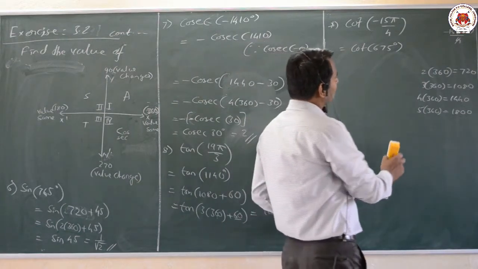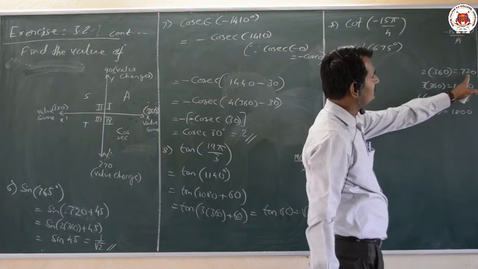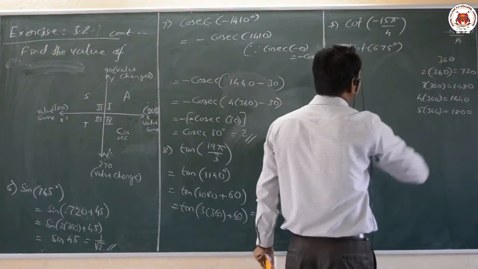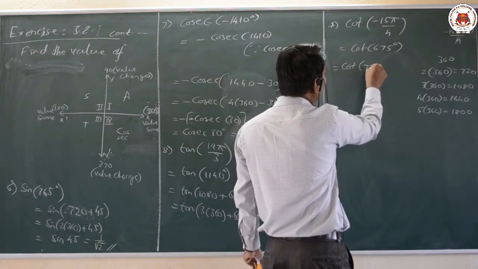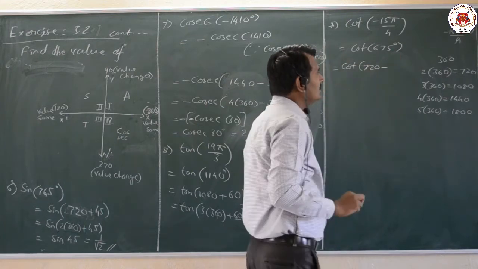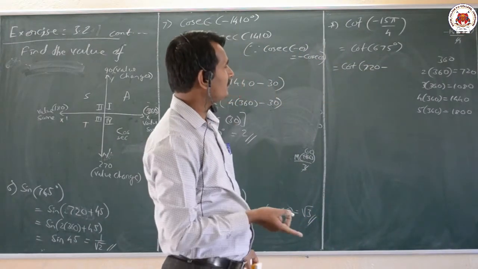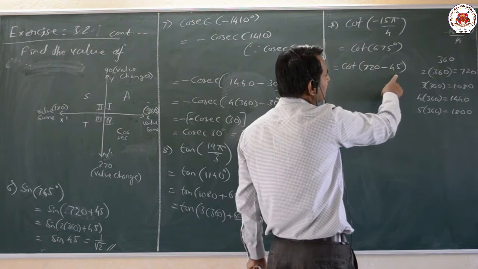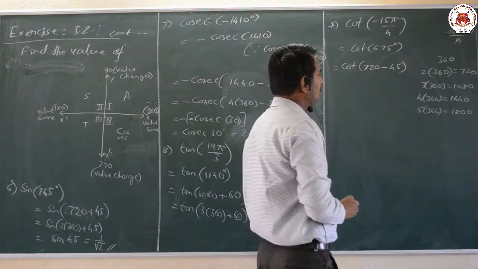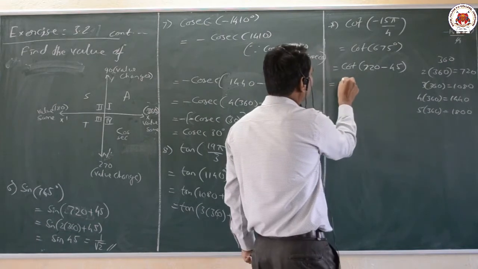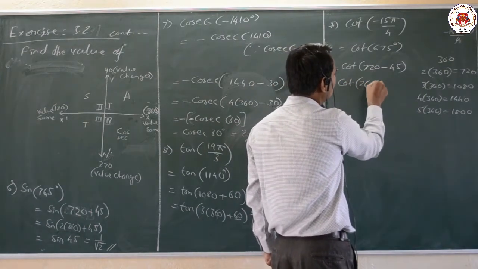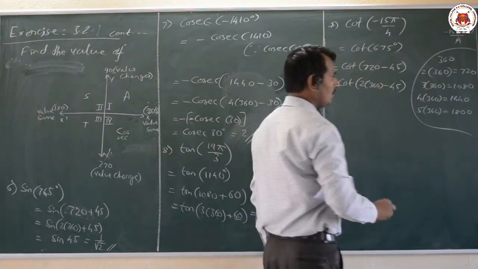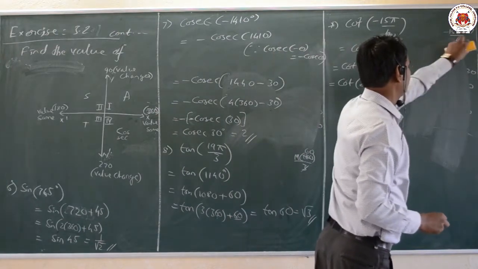Now here we can observe that 675 is nearer to 720, but not 360. Remember it, it is not near to 360, it is very near to 720. That means I can write it as 720 minus what value is equal to 675. What we have to subtract so as to get 675, the value will be 45 degrees. If you subtract 45 from 720, that is nothing but 675. Now here what we get is cot of 720, that means 2 into 360 minus 45. Now what values we are getting here, that we shall observe.